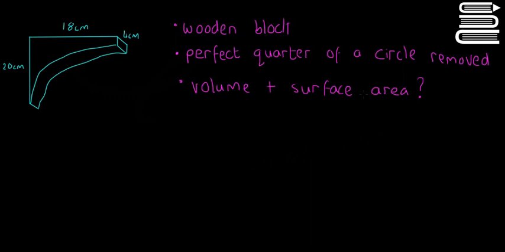So how are we going to do this? We're going to break it up into little separate bits. The first thing I'm going to do is look at the volume. So part one, the volume. The method I'm going to use to get the volume is to find the area of the face, and then multiply it by the depth. That is the same method we use for a prism. You get the area of the face and you multiply it by the depth.